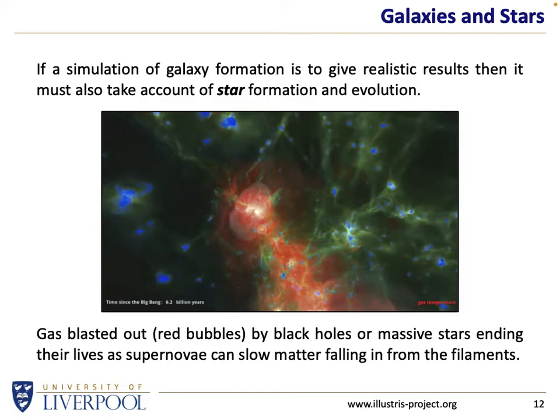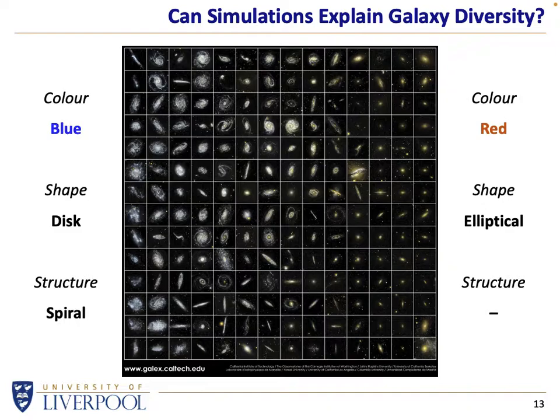And if we want to simulate all of this, if we want to predict how the universe ends up looking like it does now, we have to build in not only gravity, we have to build in these astrophysical effects, to make sure that we model everything realistically. And the question is, can any of the simulations that we've been running for the last few decades actually explain the diversity of galaxies that we see?